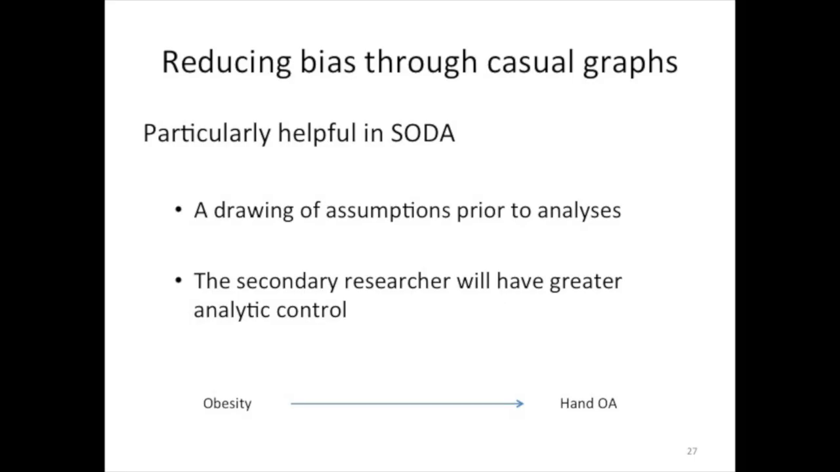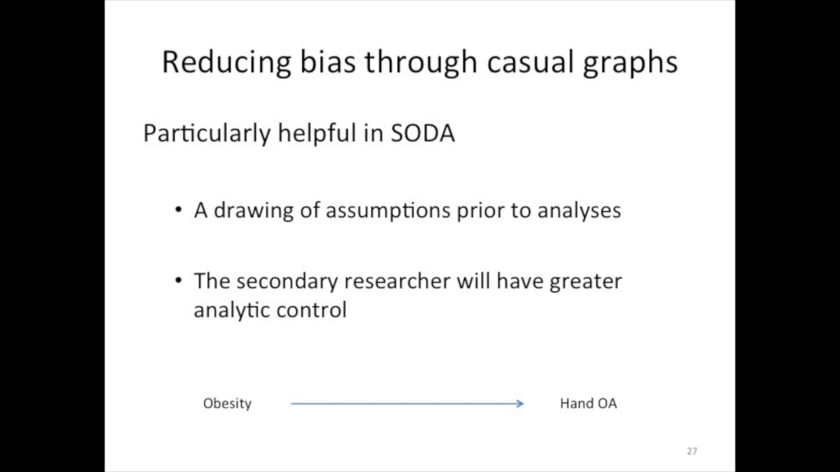Causal graphs may be particularly helpful in secondary observational data because the data were not collected according to our purpose. A causal graph is a drawing of our assumptions prior to the analysis, and it leaves the secondary analyst with greater analytic control. Causal graphs are relatively new tools within epidemiology. The technical details are best described by Sander Greenland, Jamie Robins, and Judea Pearl in several articles around the year 2000. The graphs are founded in mathematics and are an intuitive device for deducing the statistical associations implied by causal relations.